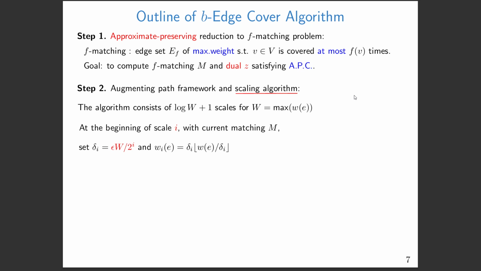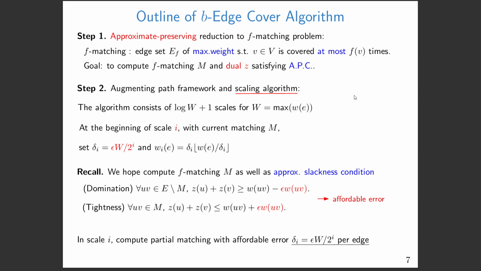So the meaning is as follows. Recall that we allow some affordable error from the approximate slackness condition. So each edge uv may have epsilon times w_uv of error. And in scale i, we are going to compute a partial matching whose affordable error is only about delta_i.